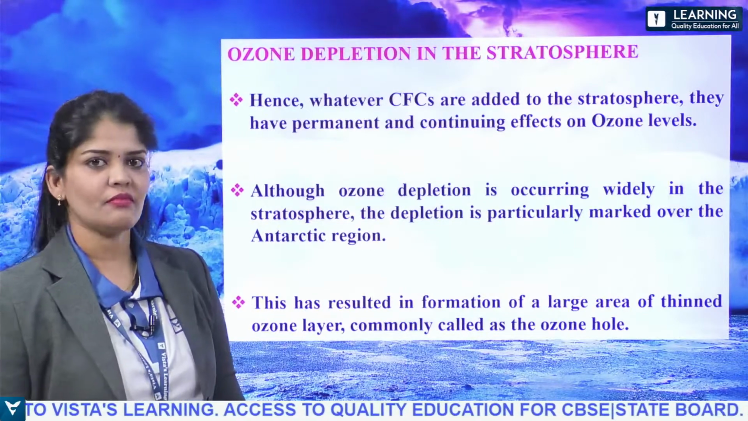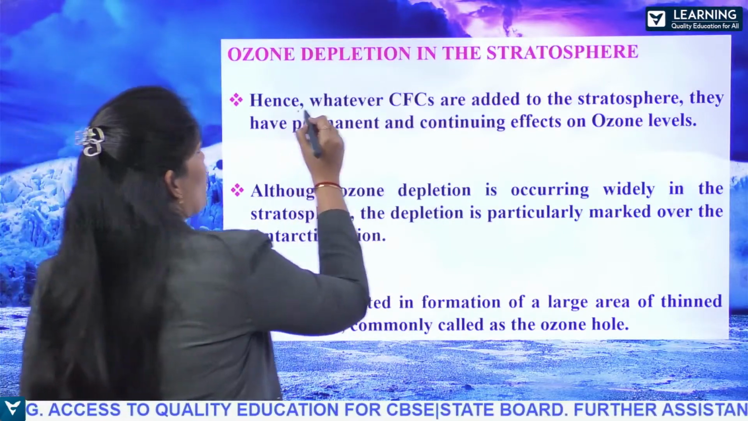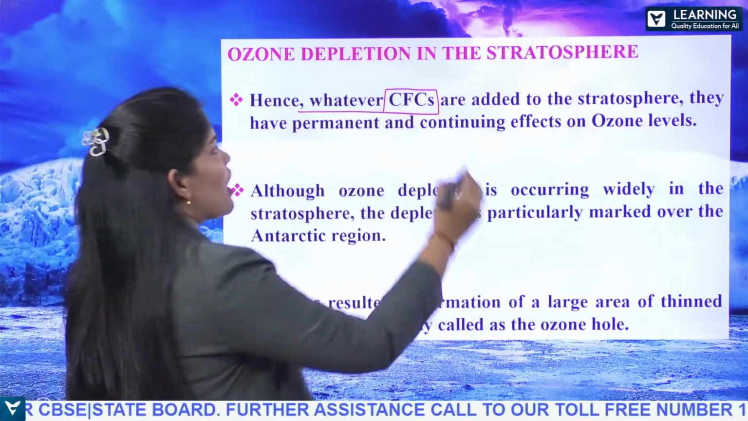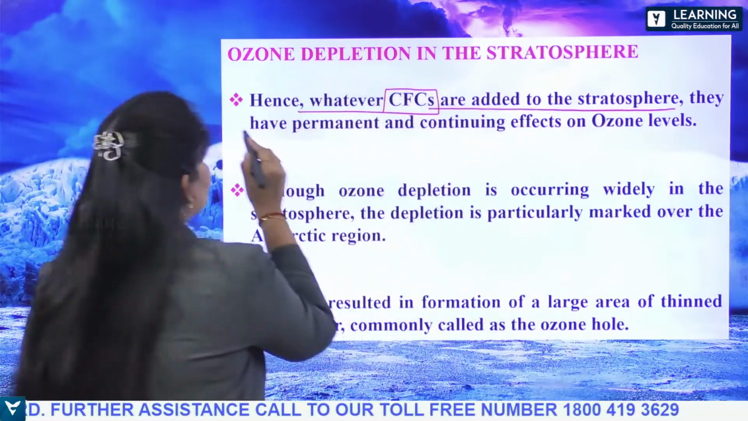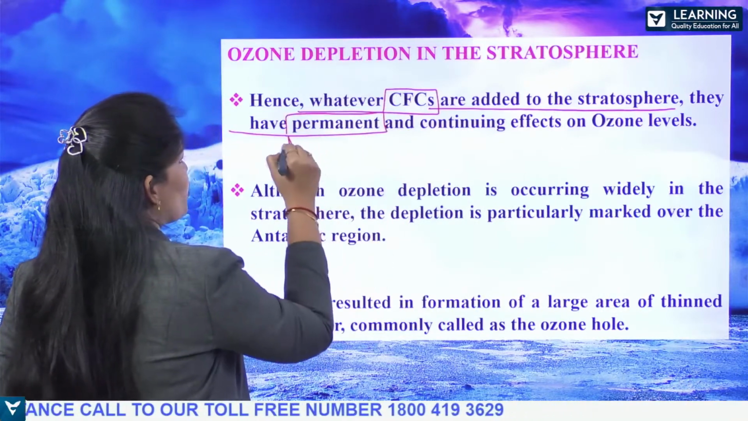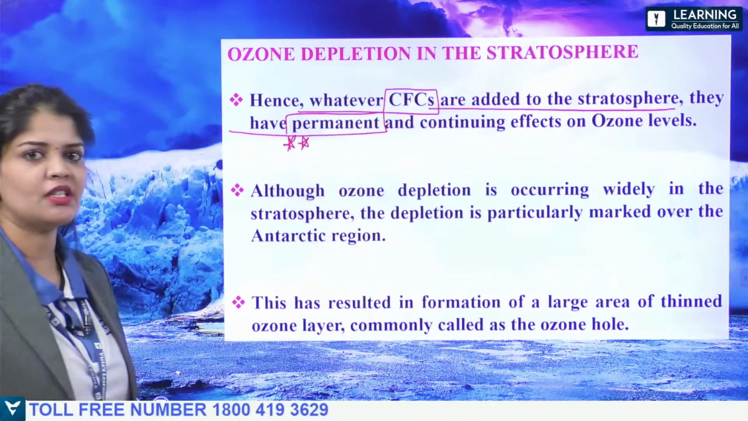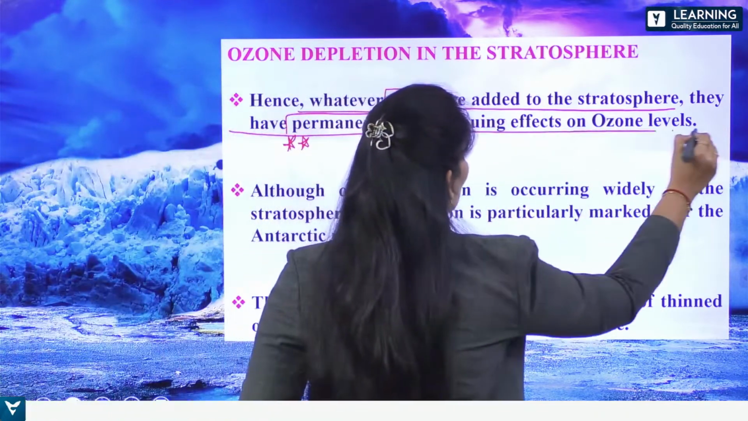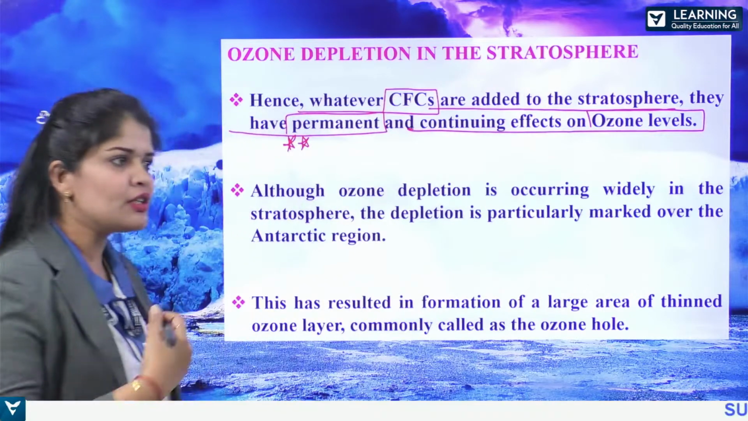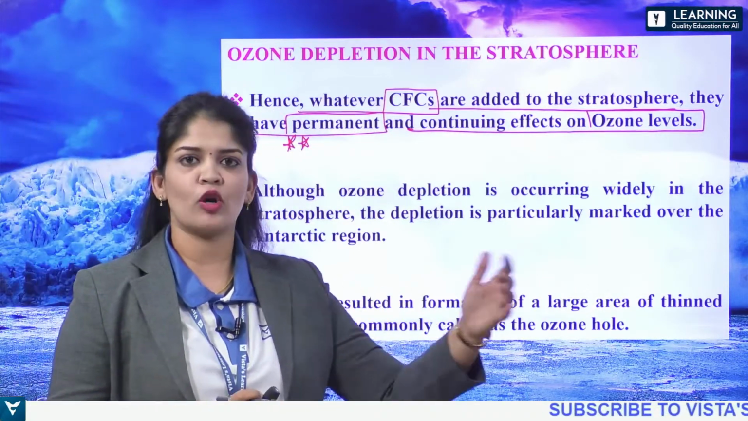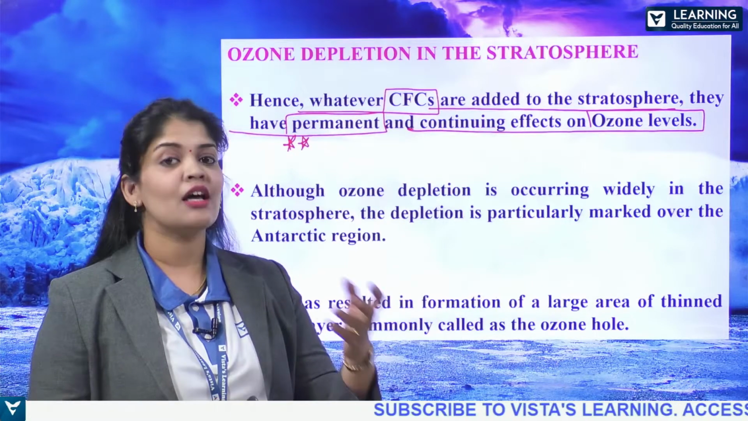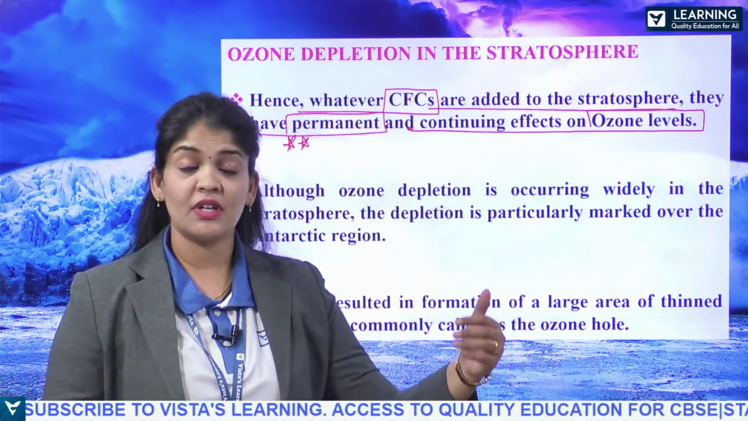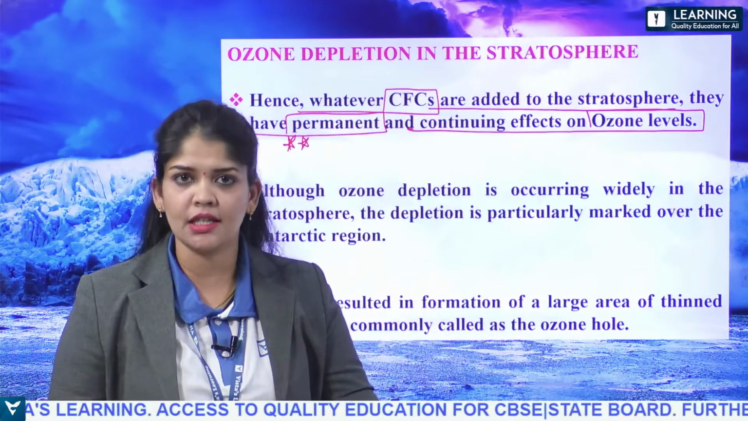So now, whatever chlorofluorocarbons are added to the stratosphere, they are permanent, this is very, very important. Once it is added to the stratosphere, the concentration will remain constant, will remain permanent, and continue its effect on the ozone layer. Continually, it is showing its effect on the degradation of ozone. No molecular oxygen is available to combine with the oxygen atoms, thereby the ozone formed will be decreased.